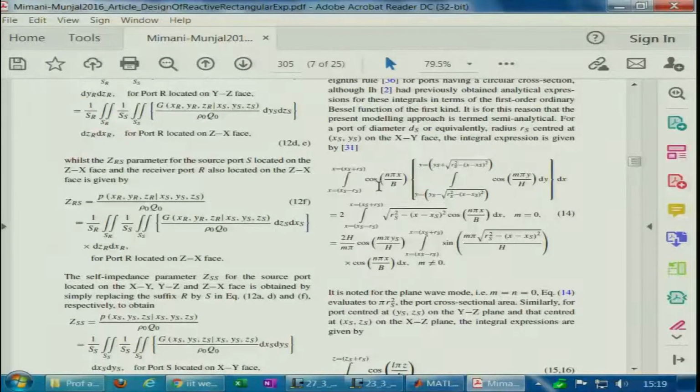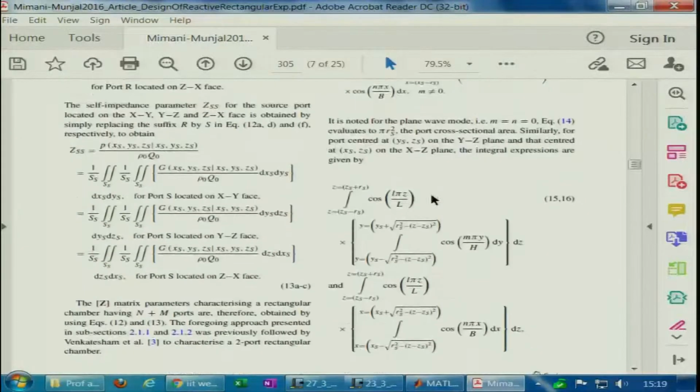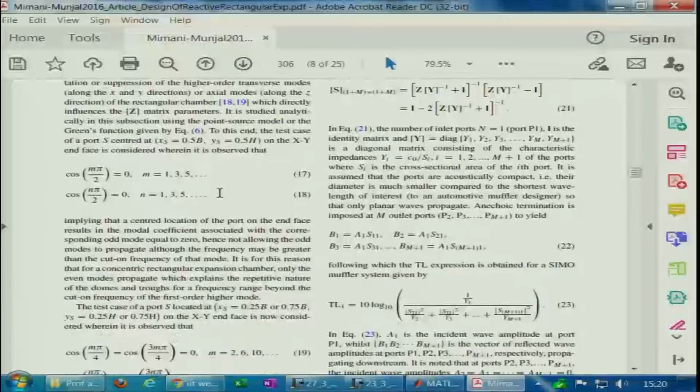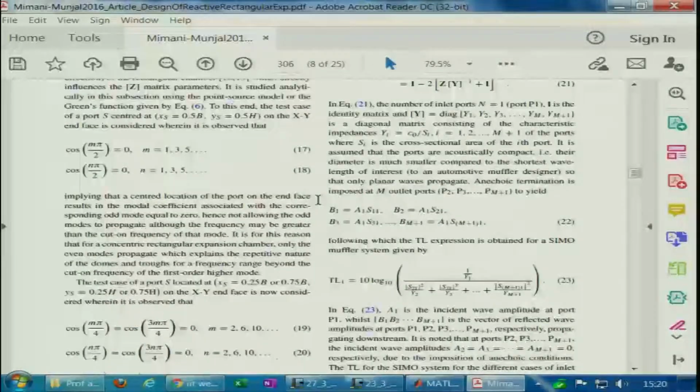Basically, in this paper the integrals were evaluated numerically using Newton quadrature rules, more precisely Simpson's 3/8 rule, but the limits of integration, where the port is located, x r minus RS, where RS is the radius of the port, were all carefully evaluated. So basically one can characterize a rectangular chamber muffler. With this sort of approach, one can characterize any number of port muffler, and evaluate the transmission loss parameters once we get the impedance matrix parameters. After that is regular stuff that we discussed in the first lecture of this week.